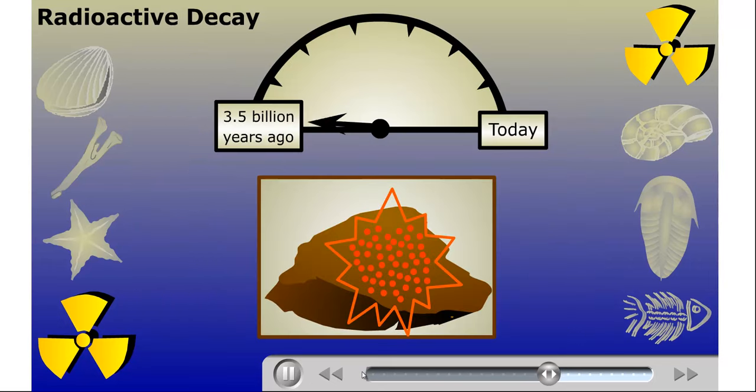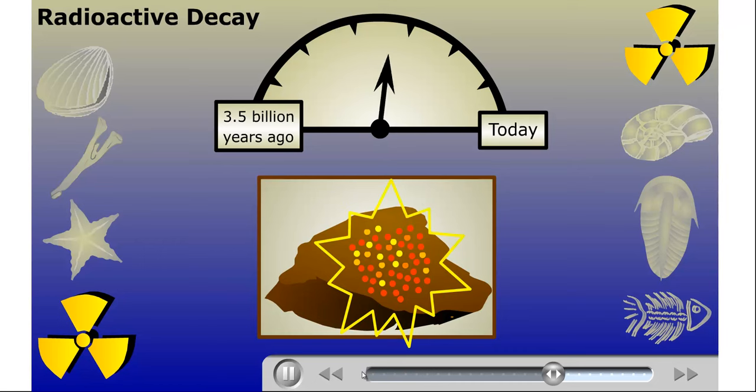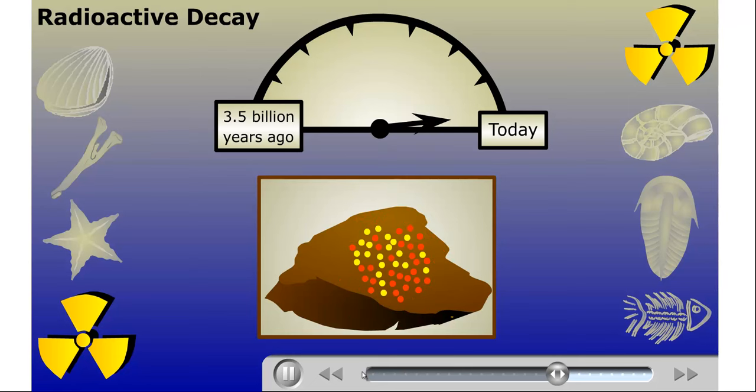Consider a rock containing uranium-238 that formed at the time of the earliest known fossils, about 3.5 billion years ago. Today, it would contain 58% of the original quantity of uranium-238.